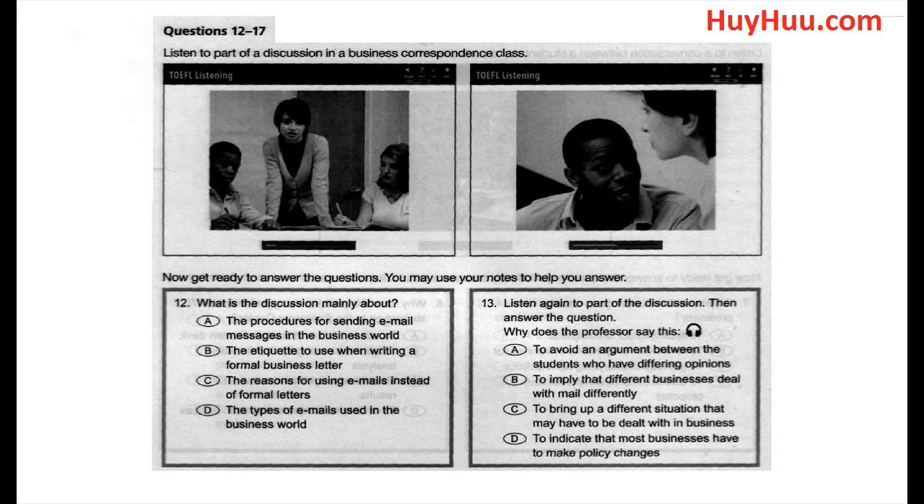Now get ready to answer the questions. You may use your notes to help you answer. 12. What is the discussion mainly about?